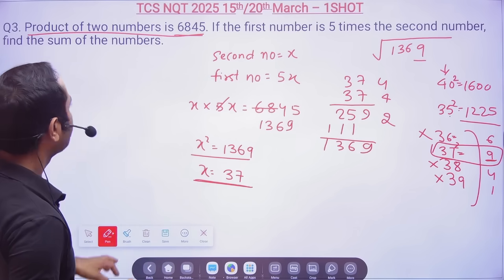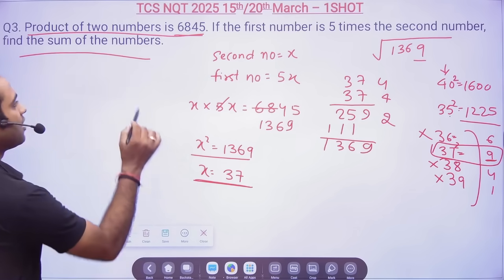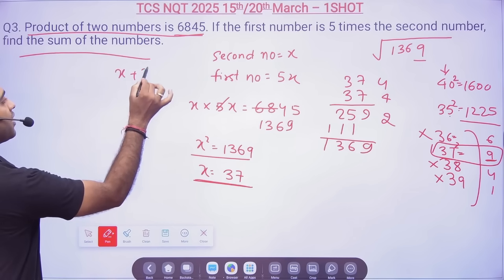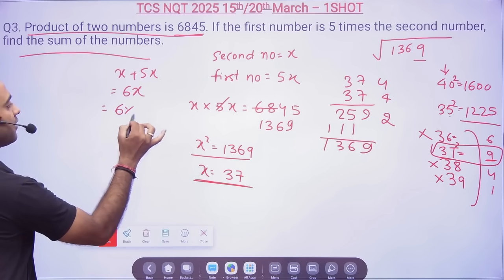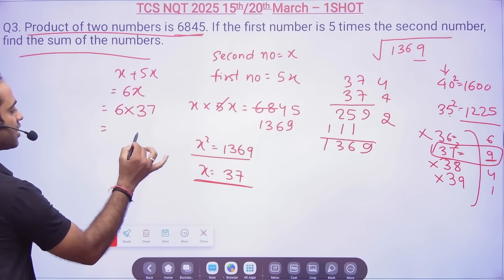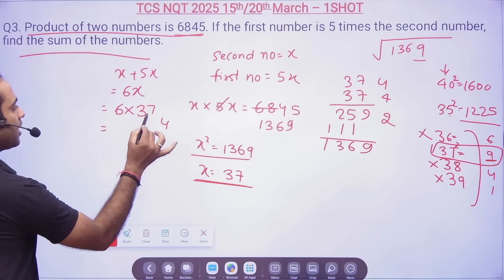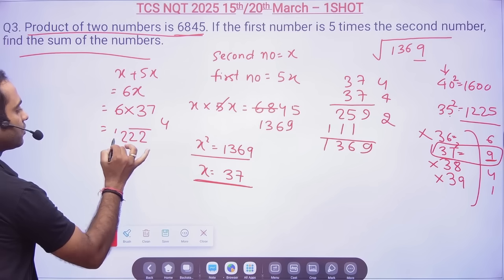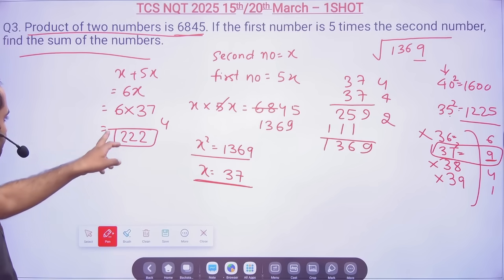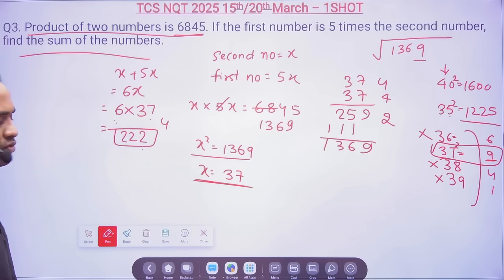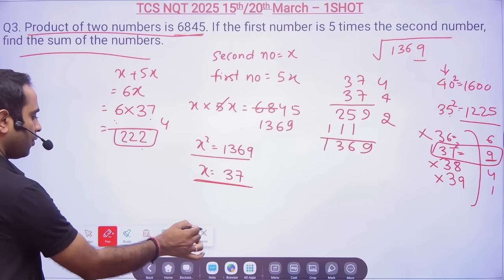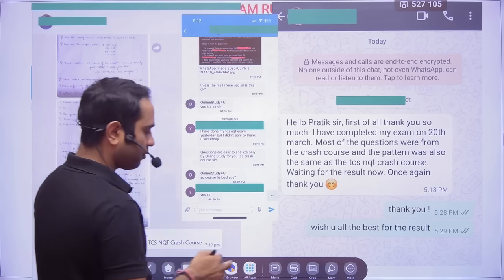Next, they're asking to find the sum of these numbers. So the first number is x and the second number is 5x, so it is nothing but 6x, and x is nothing but 37. So 6 × 7 is 42, 2 and 4 carry, 6 × 3 is 18 plus 4 is 22. So 222 will be the correct answer for this particular problem, right?